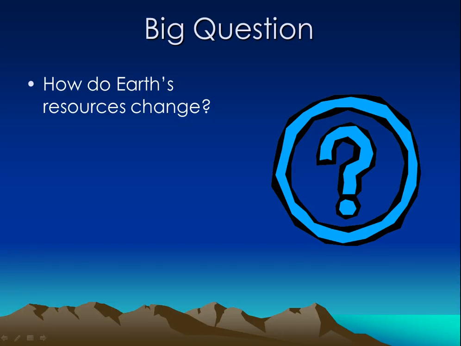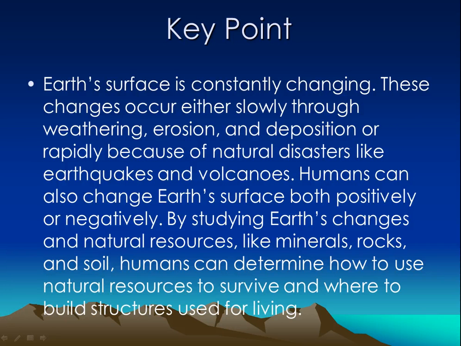Our key point is Earth's surface is constantly changing. These changes occur either slowly through weathering, erosion, and deposition, or rapidly because of natural disasters like earthquakes and volcanoes. Humans can also change Earth's surface both positively or negatively.